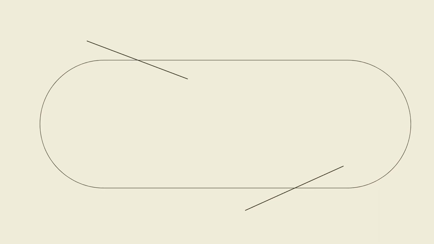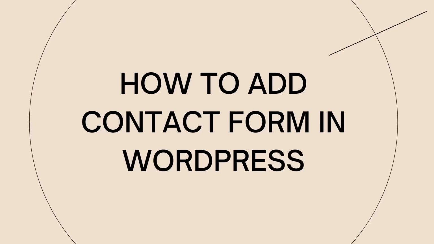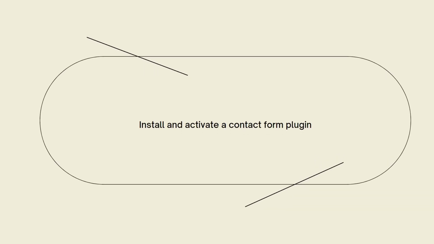First of all, what you need to do is to have Elementor in your WordPress. Now, install and activate a contact form plugin. Start by installing and activating a contact form plugin on your WordPress website. Some popular options include Contact Form 7, WP Forms or Ninja Forms. You can find and install plugins from the WordPress plugin directory or directly from the WordPress dashboard by going to Plugins. Then under Plugins, select Add New.